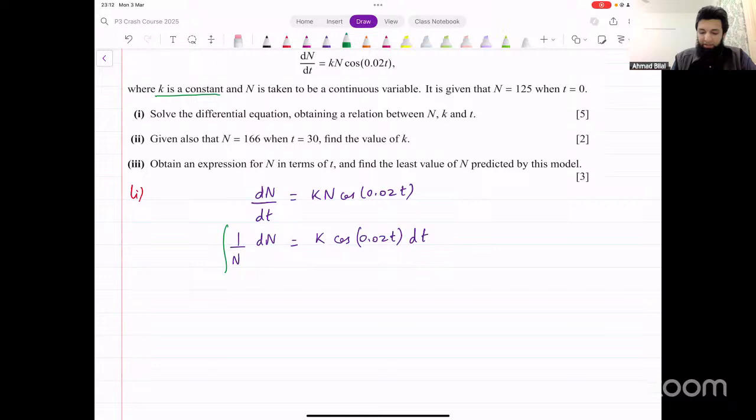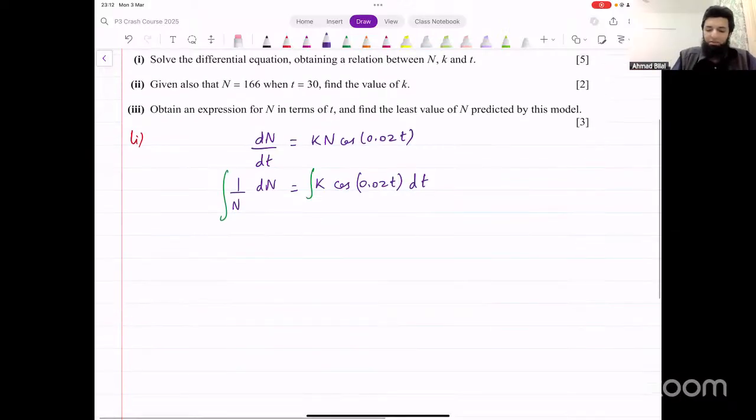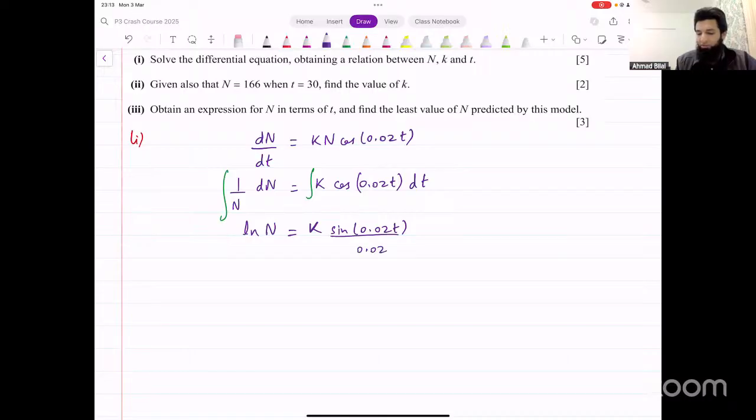Let's integrate the left-hand side and the right-hand side. What's the integration of 1 over n with respect to n? That's just log of n, right? ln of n. On the right side, we have k, that's the constant that remains as it is. What's the integration of cos? Integration of cos is sine. So this becomes sine of 0.02t divided by the derivative of this thing, which is 0.02, plus c. So the integration part is done.